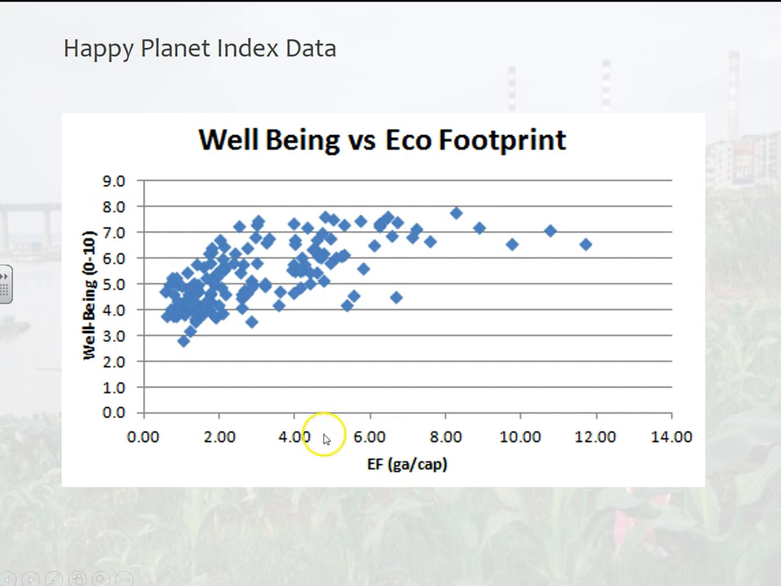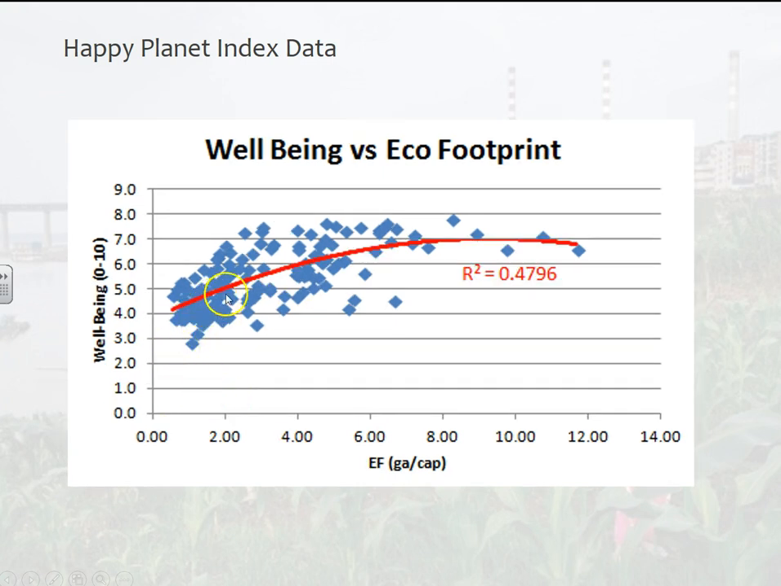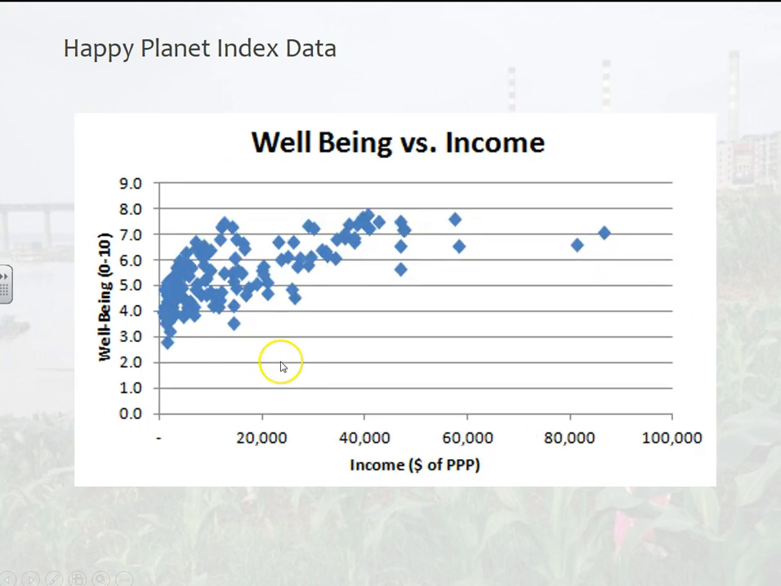Here's your ecological footprint versus well-being. If you have a higher ecological footprint, does well-being go up? Sort of. There's a little bit of an upward trend, but it kind of levels off at the end. It's really pretty jumbled here. This has a low R squared value, so there's not really a great relationship. Generally speaking, if you have this higher consumptive lifestyle, you might have a little higher well-being, but the relationship doesn't look that great.